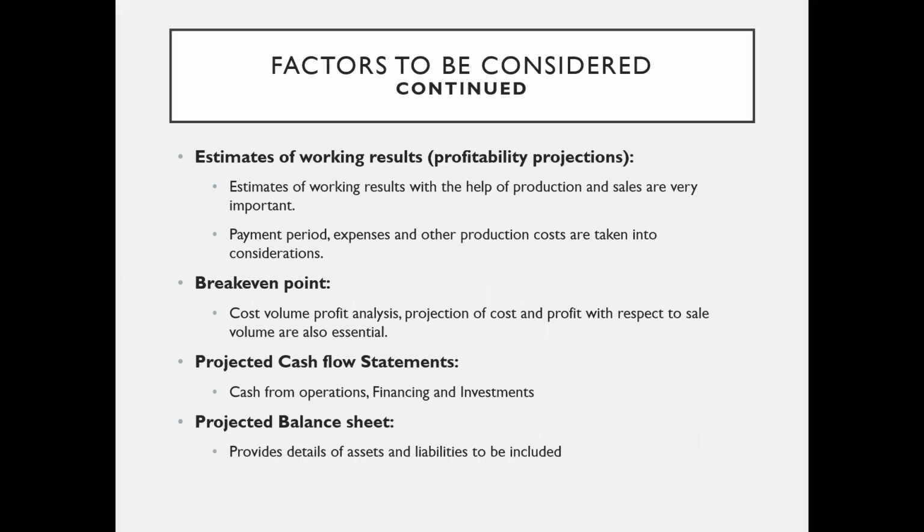Next, estimates of working results, that is profitability projections. You have to estimate the working results with the help of production and sales, which are very important. Like, you are doing your work, and based on that, what is your production and what is your sales? Are you going to make a profit or not? How much profit are you going to make? When you answer all these questions, you will get to know the profitability. You have to see the payment periods, expenses incurred, and other production costs, and you have to consider all this to estimate the working results.